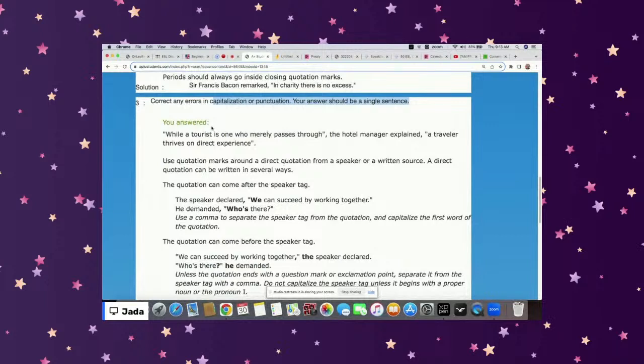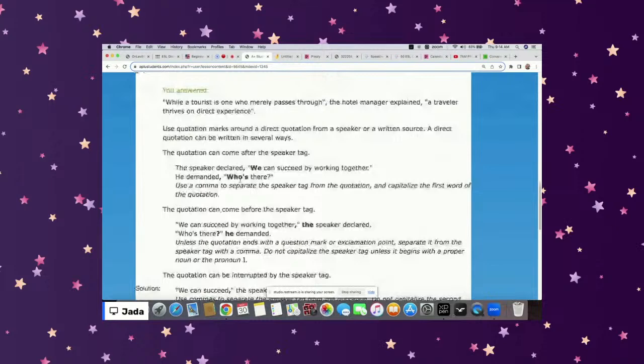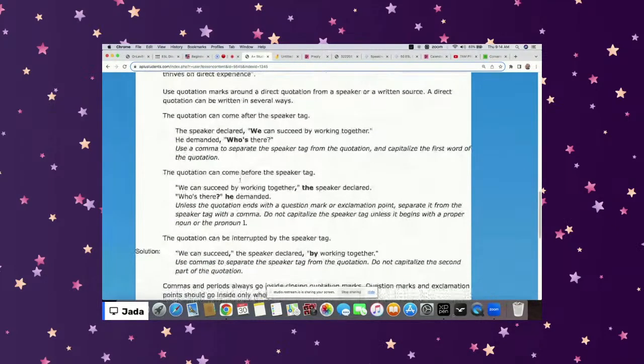So you always have to make sure that the capitalization and the punctuation you're picking is the right one. Just from the tutorials that we've had, the explanation, you have to make sure that whatever you pick is the correct answer. While a tourist is one who merely passes through, the hotel manager explained, a traveler thrives on direct experience. So the hotel manager explained that a traveler thrives on direct experience.